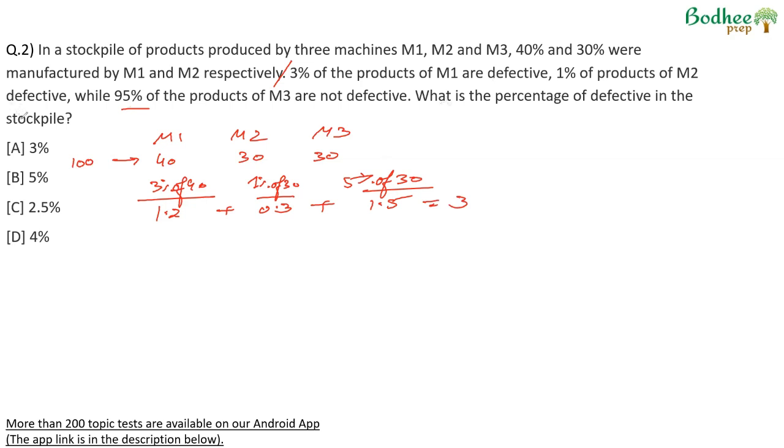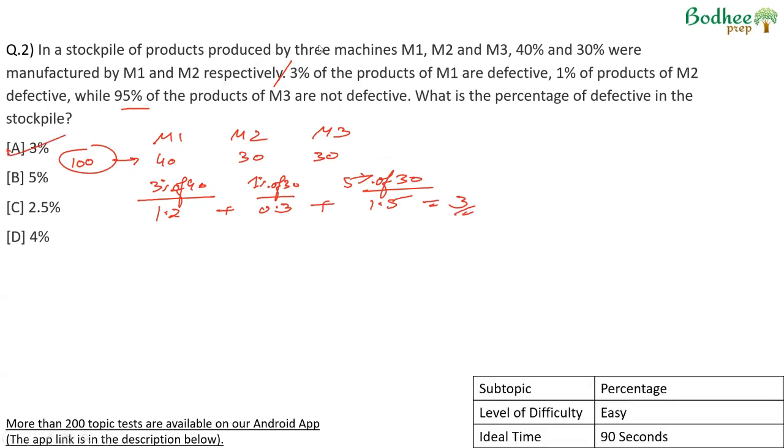What is the percentage of defective in the stockpile? So out of 100, 3 are defective, hence 3% is defective. Again, just a percentage calculation, the easiest question that you come across. Maybe a minute and a half to solve. If such a question does show up in the exam, it is definitely something that you should attempt.